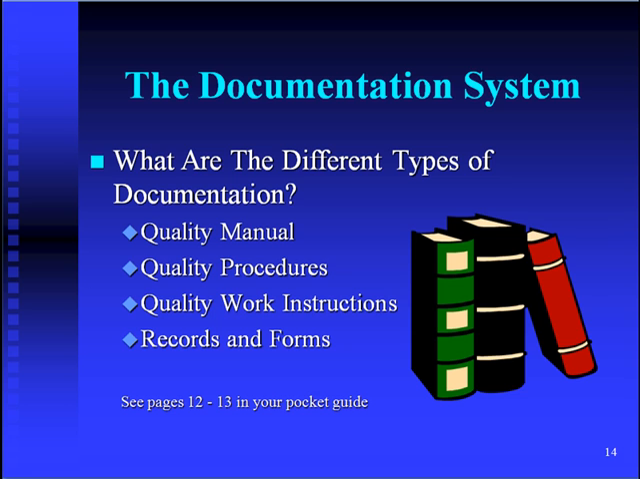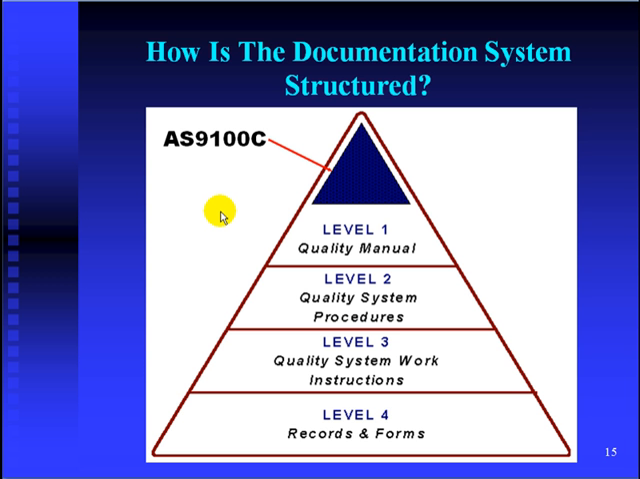For example, in Module 2, we talk about the 4 typical types or levels of documentation: the quality manual, the quality procedures, work instructions, and records and forms. Module 2 also addresses how this documentation is structured in what's known as the quality pyramid, and we address how these different levels interrelate to one another. The training also addresses the purpose of each type of documentation, how it would impact the individual, and how it is used in the organization.